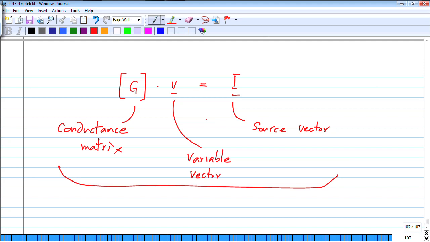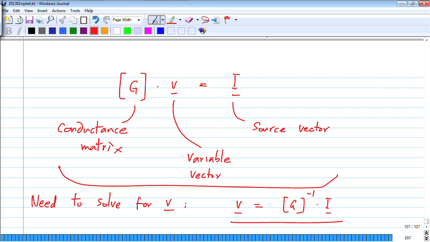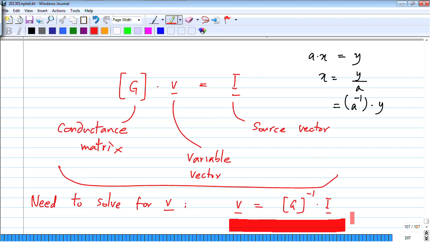Now if you want to solve for V, this means that V equals, you know how to do this, you have matrix times vector equals another vector, and this is a square matrix, so it will be the inverse of this matrix times I. Okay. This is somewhat like if you had scalars, let's say you had A times X equals Y, you would say that X is Y divided by A, or A inverse, which is 1 by A, times Y. Now we have it in terms of matrices, so this is the solution.